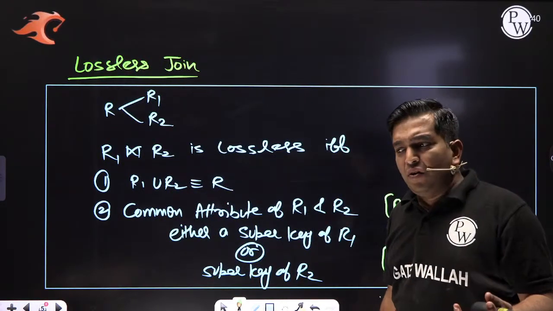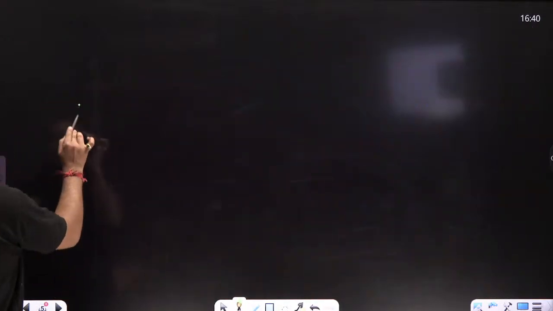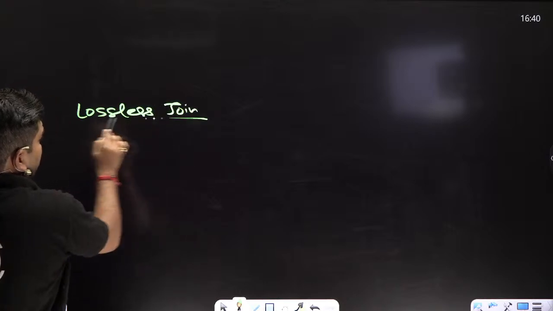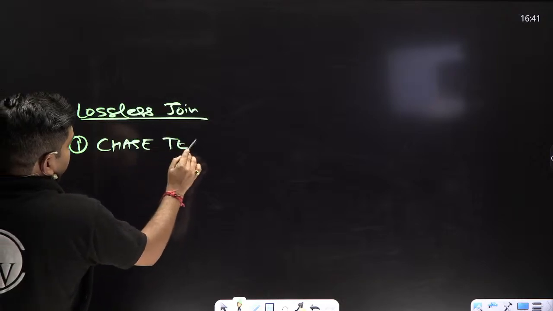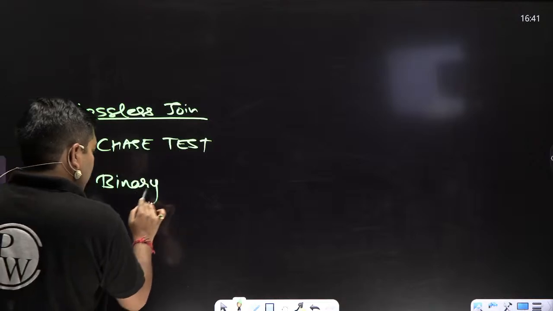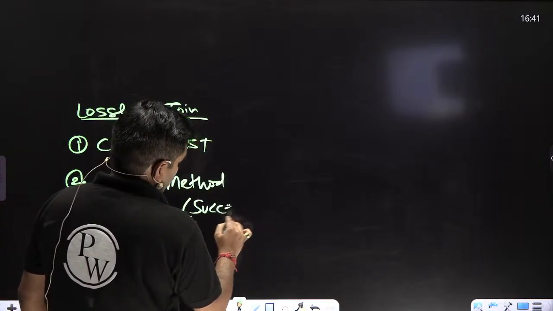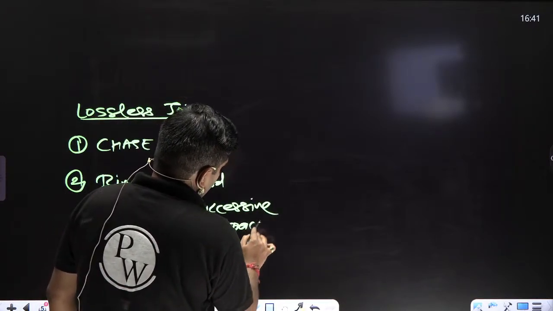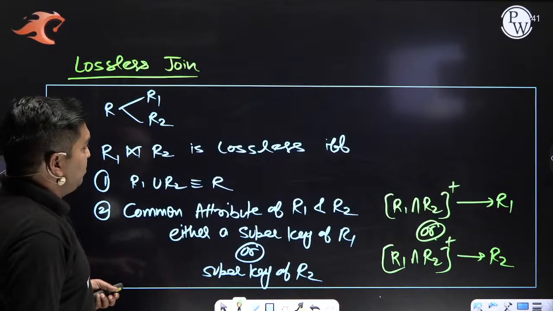What is the meaning of lossless join and how do we check it? There are two methods for checking whether your data is lossless or not. First one is the chase test, that I will start today. Don't worry about that. Second one is the binary or successive approach. So these are the two methods: first of all the chase method, second the binary approach. First of all, I'm discussing binary.